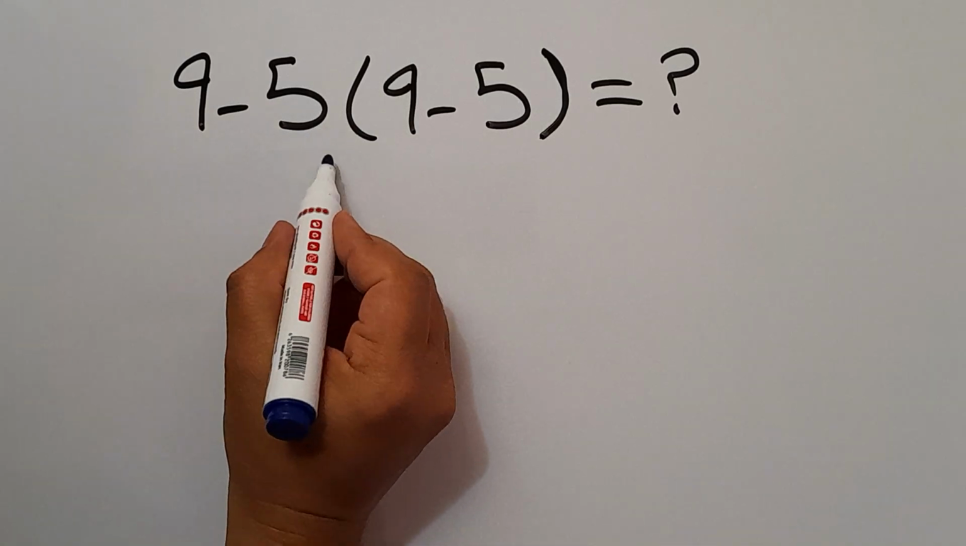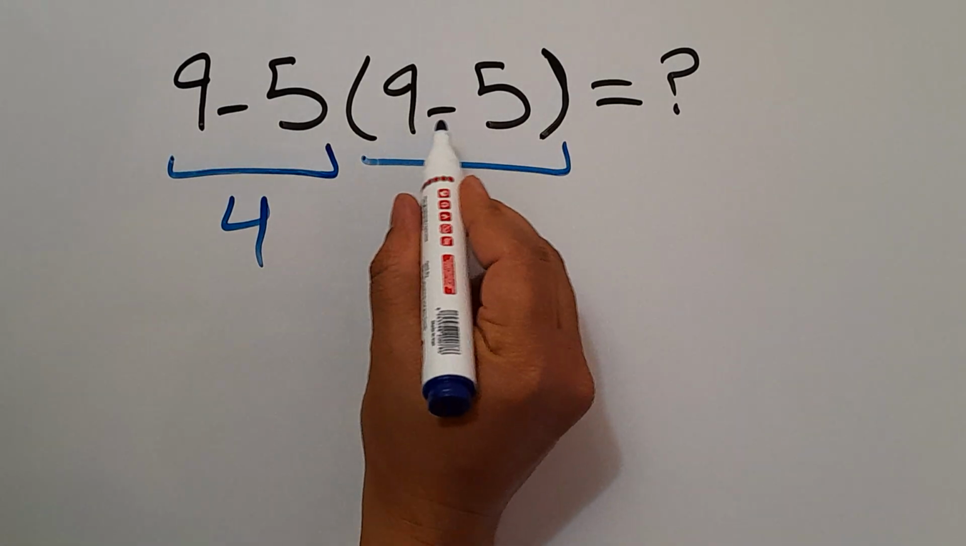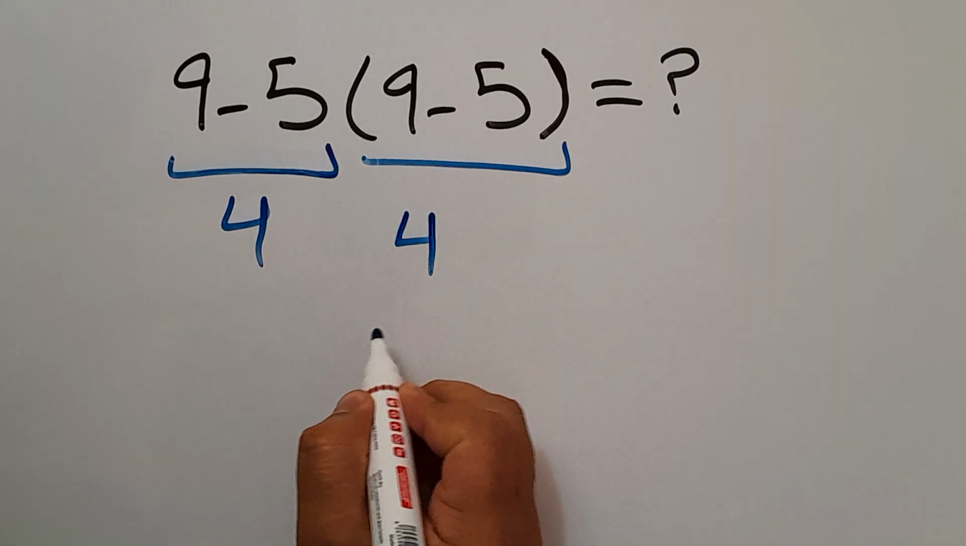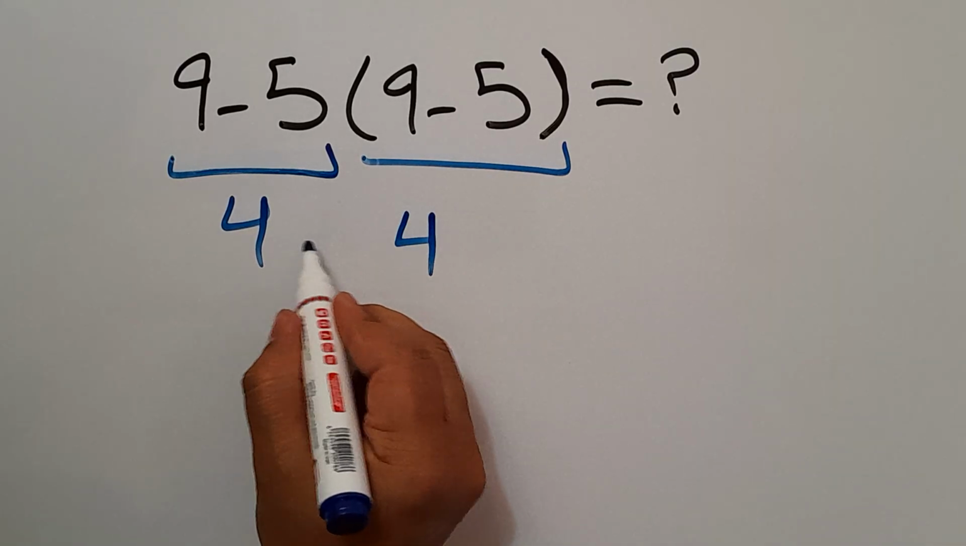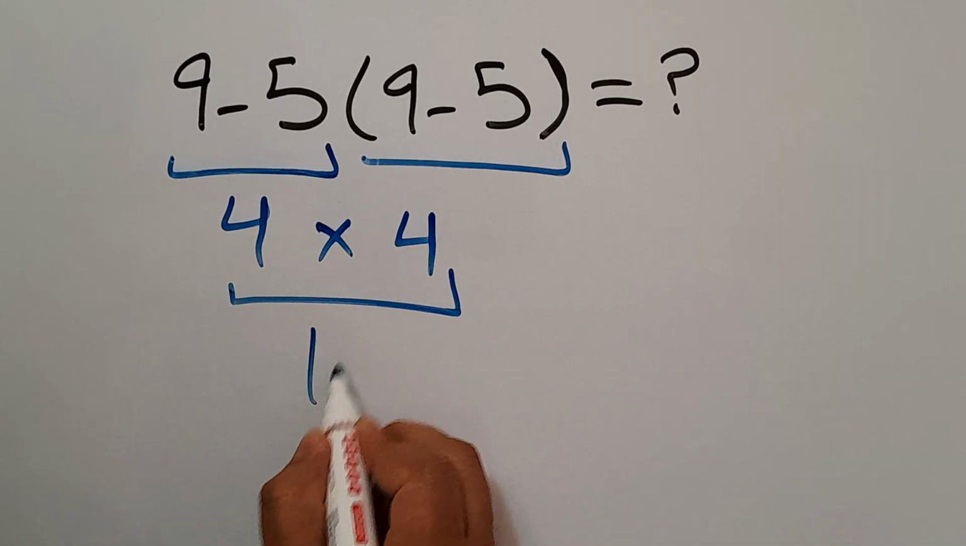9 minus 5 equals 4. And here we have again 9 minus 5, which equals 4. And here we have a multiplication. So 4 times 4, which equals 16.